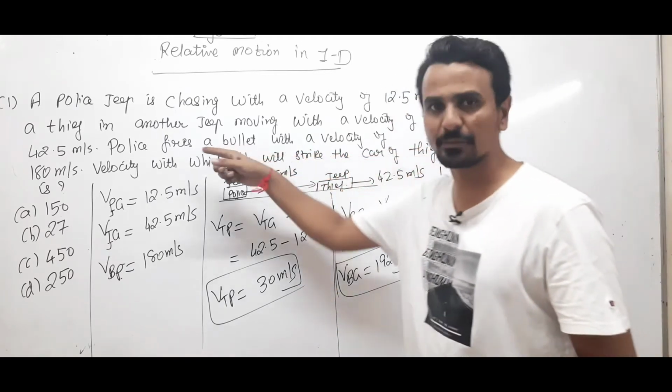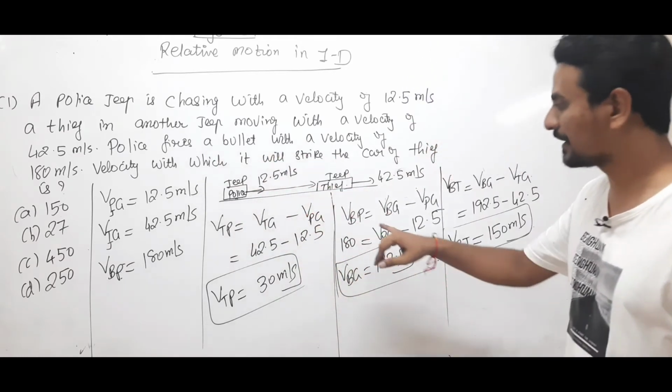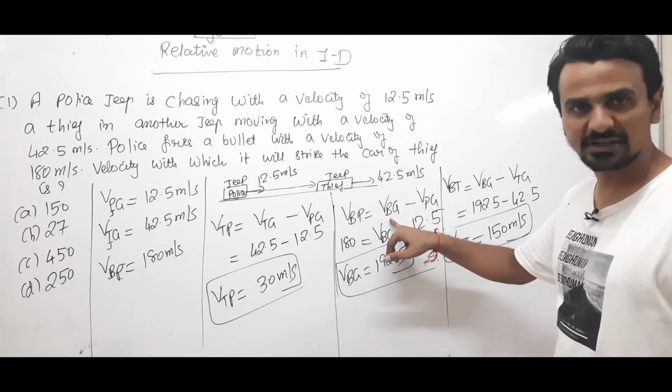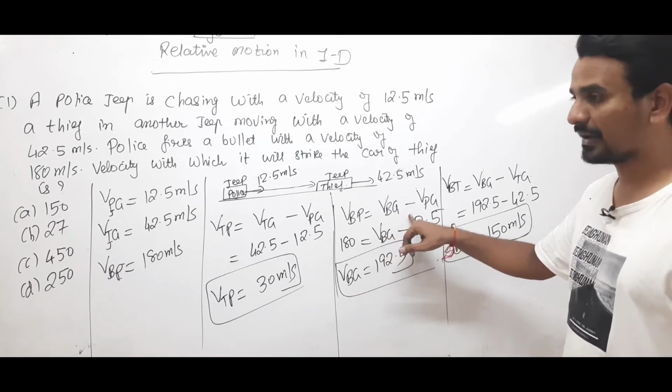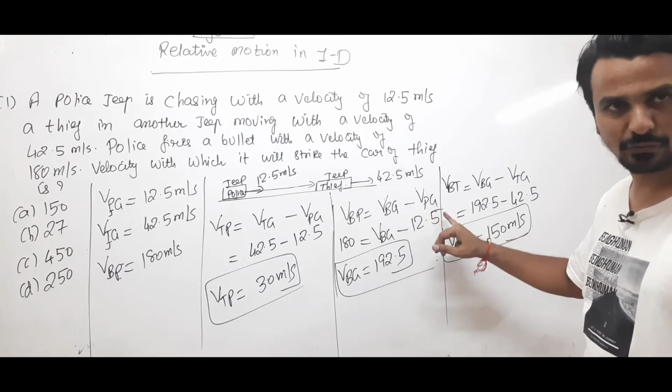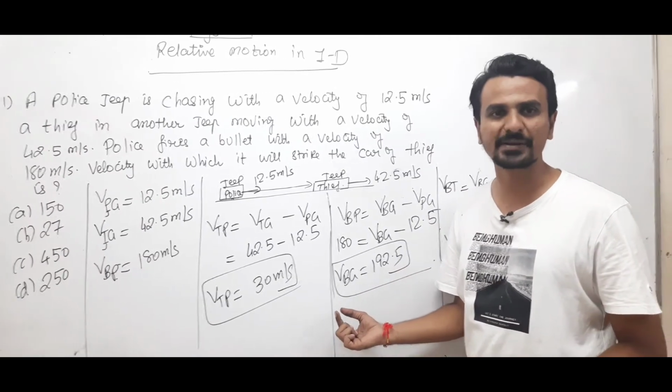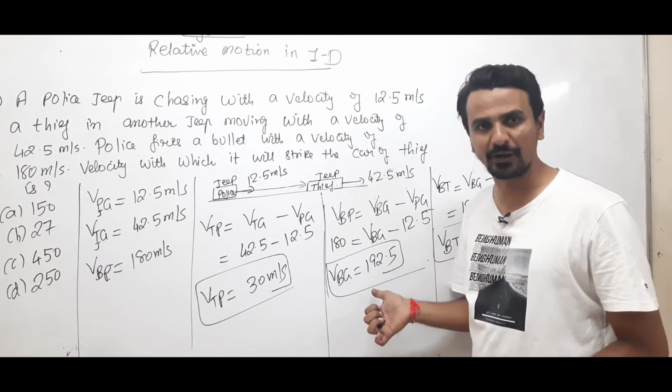The police fires a bullet, right? So that will be the velocity of bullet relative to police jeep, which will be equal to velocity of bullet with respect to ground minus velocity of police jeep with respect to ground. From this we have calculated the velocity of bullet with respect to ground, which comes out to be 192.5.